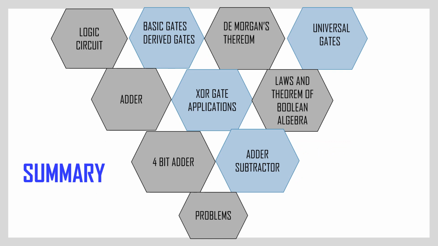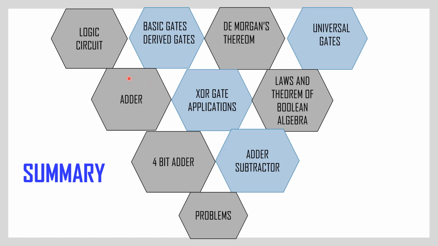We came to the end of the second chapter, that is logic gates. So let us very fast summarize what we have done in this chapter. First we saw logic circuit, what we mean by logic gate and logic circuit. Next, basic gates and derived gates, with their definition, Boolean equation, truth table and logical symbol. Then we saw De Morgan's first and second theorem. Then NAND and NOR as universal gates and how to construct the basic gates using NAND and NOR only.